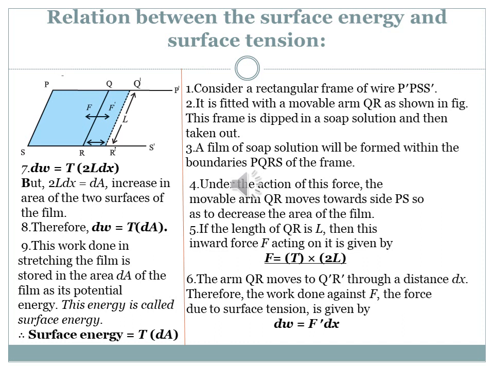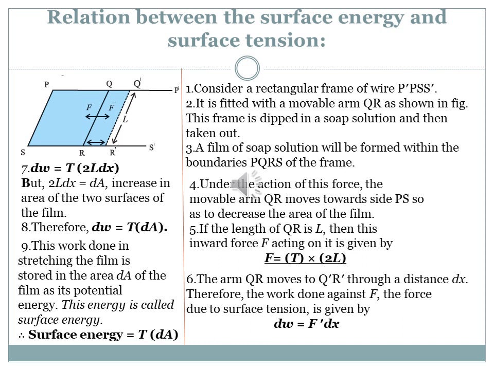So let's derive the relation between surface energy and surface tension. You have already studied surface tension. Now by using this derivation, we are going to study what surface energy is, and we also get another definition and another formula of surface tension. Alright, so let's move toward the derivation. Look at the diagram. In the diagram you can see P, P dash, S, S dash, a rectangular frame. We are going to consider P, P dash, S, S dash as a rectangular frame of wire. It is only a frame of wire.